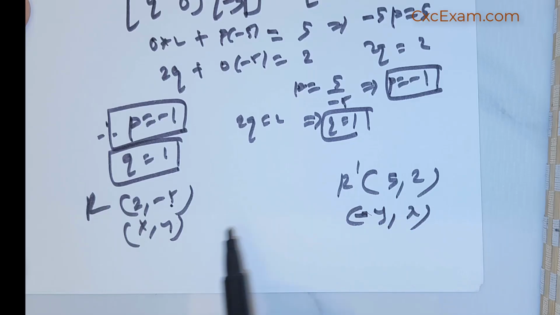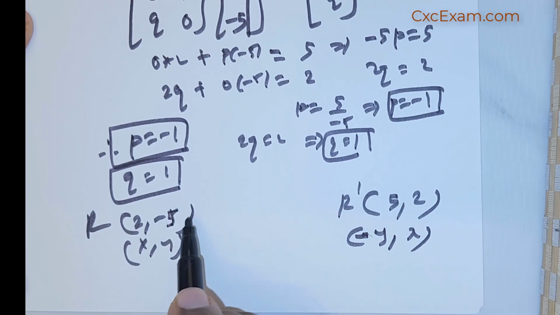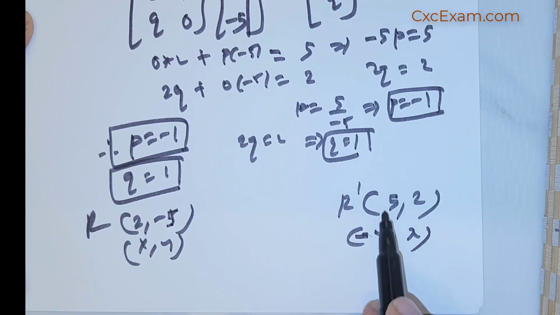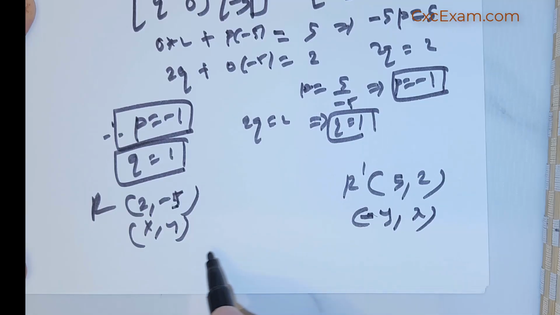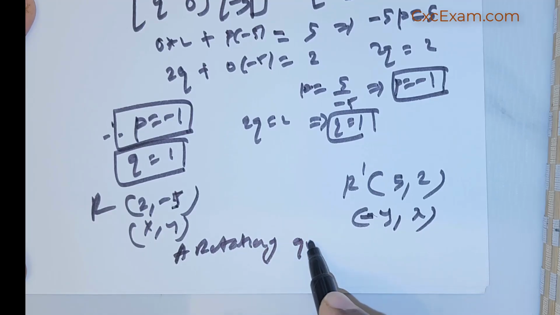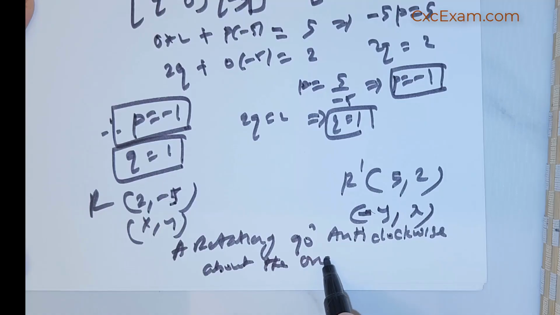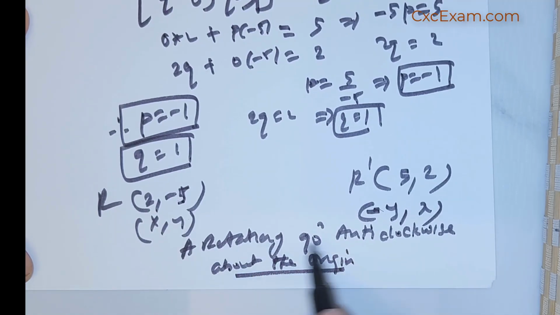So why do I say negative y comma x? See, this is the initial value of y. Now the y value, which is now negative 5, is now given to x with a negative sign. Okay, so what is exactly happening here is rotation of 90 degrees anti-clockwise about the origin. Okay, so they are asking us to explain what is happening. So this is the transformation that is happening.